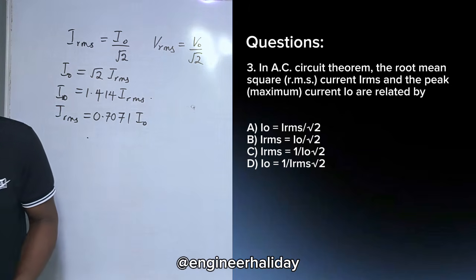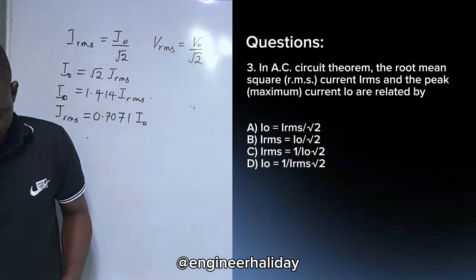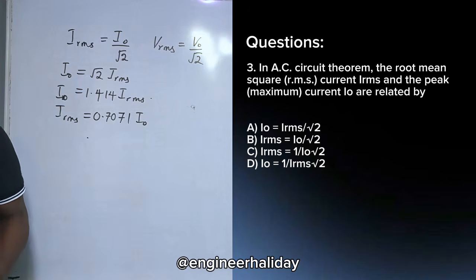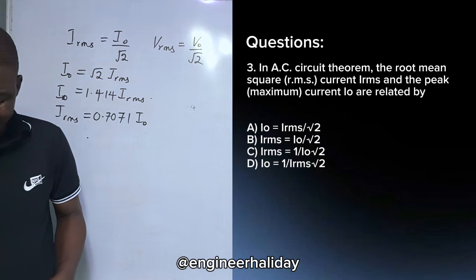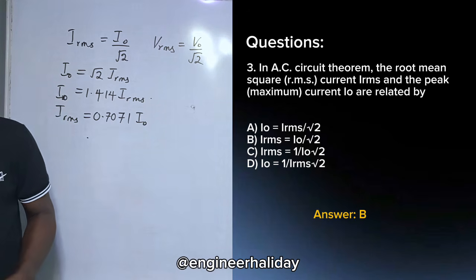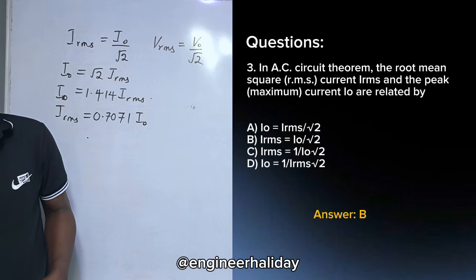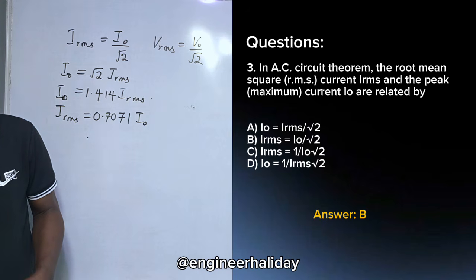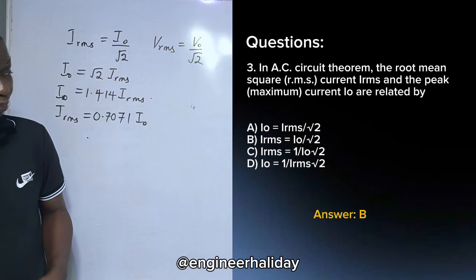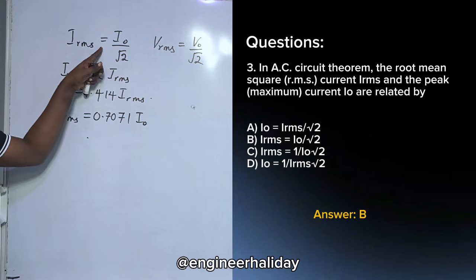So we have option A, I naught equal to IRMS over root 2, wrong. B, IRMS equal to I naught over root 2, correct. C says IRMS equal to 1 over I naught root 2, wrong. D says I naught equal to 1 over IRMS root 2, no. The answer to that question is B, IRMS equal to I naught over root 2.